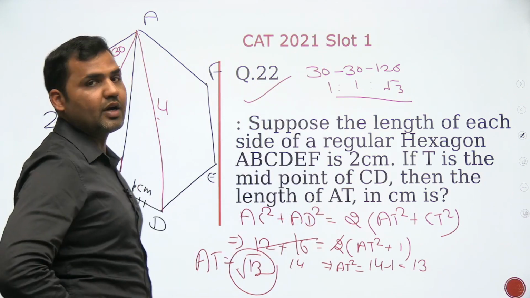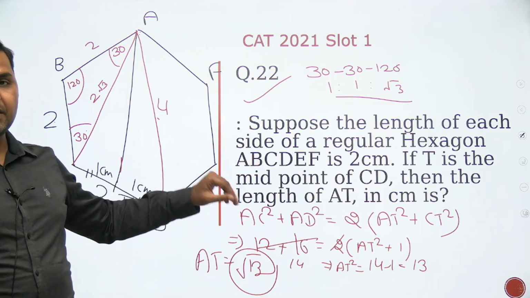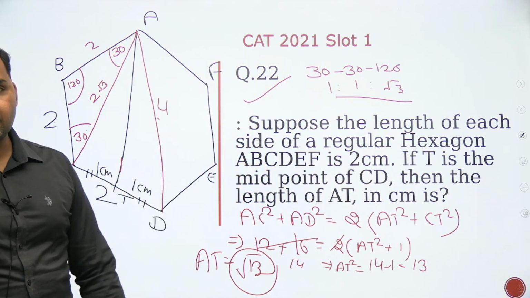So guys, we are done with all 22 questions of CAT 2021. This was the easiest paper, right? Geometry was the easiest section of CAT 2021 slot 1, guys.